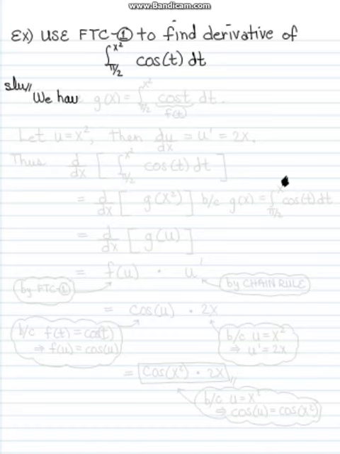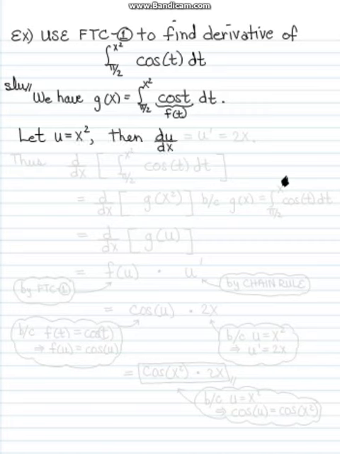Okay, so we have, quote, g of x, not really g of x, equal to the integral from pi over 2 to x squared of cosine of t dt. So here's our f of t, it's cosine t. But we're going to have to let u equal the upper limit, x squared. Then when we take the derivative of u, we're going to get 2 times x. We'll be using that in the chain rule.